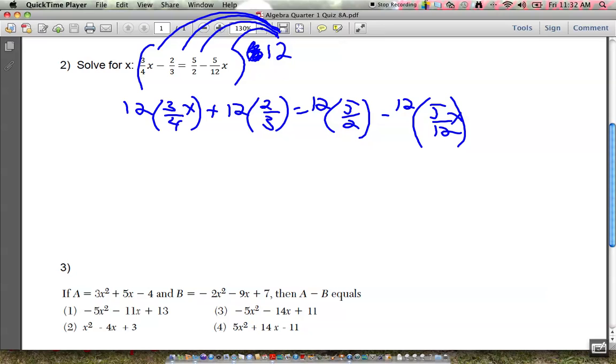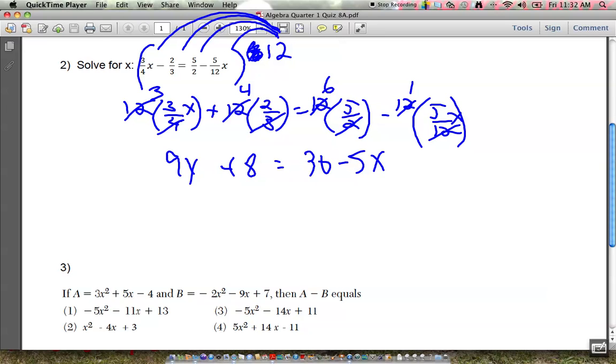Now, watch what happens. This is pretty cool. Ready? 4 goes into 12 3 times. 3 goes into 12 4 times. 2 goes into 12 6 times. 12 goes into 12 once. Now just multiply what's left. 3 times 3x is 9x. 4 times 2 is 8. 6 times 5 is 30. 1 times 5x is negative 5x. That is negative. I'm sorry?